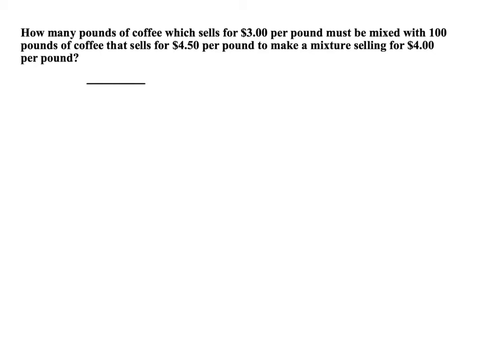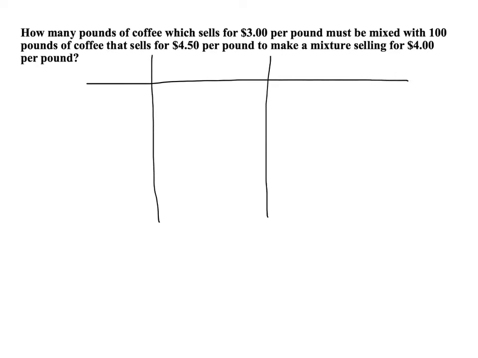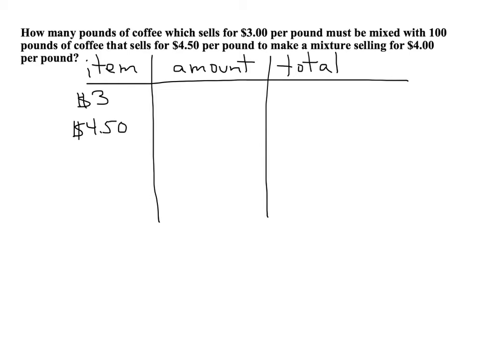Once again, when I set this up in a chart, I am going to need 3 different columns. And the column headings are always going to be the same: item, amount, and total. As I look at the problem, I have a couple of different items that I am going to be combining. One of the items is $3 per pound coffee. The other item is $4.50 per pound coffee.